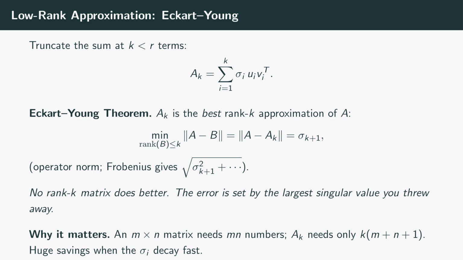So if the singular values decay quickly, which real data almost always does, a handful of terms captures nearly all of the matrix. Think about the savings. A full m by n matrix needs m times n numbers. The rank k approximation needs only about k times the quantity m plus n. When k is small, that is a dramatic compression. This one theorem is why the SVD compresses images, filters noise out of measurements, and shrinks gigantic data matrices down to their essential structure. You keep the loud signals and drop the quiet ones, and mathematics guarantees you have lost as little as possible.